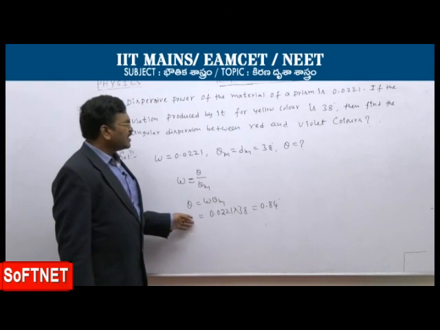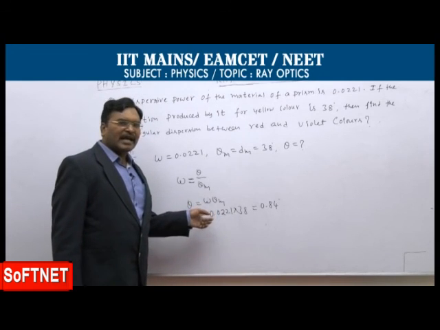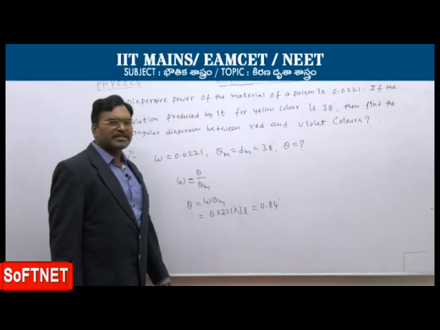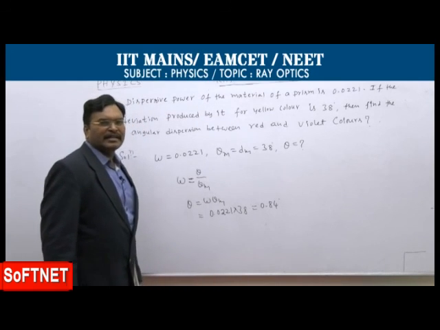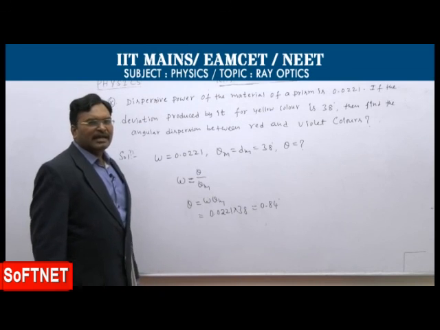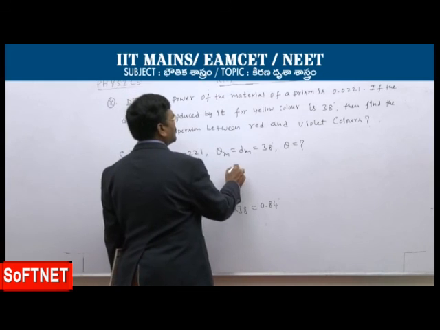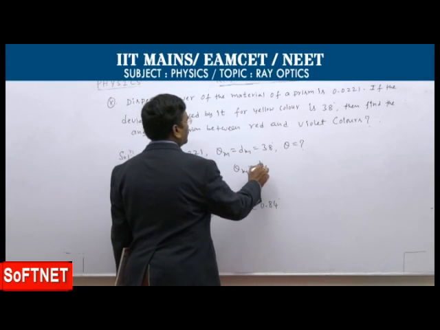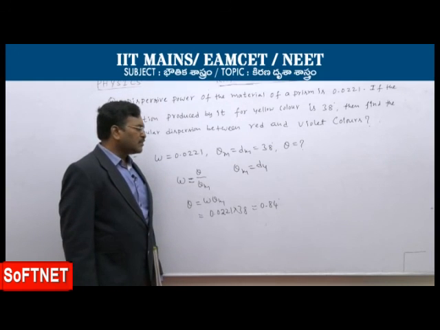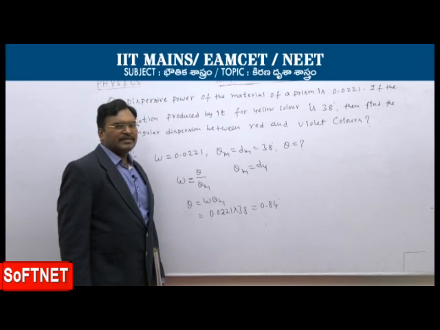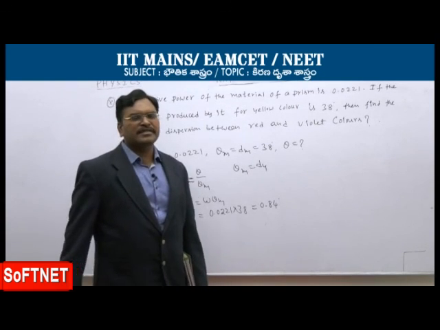What is the question now? How much angular dispersion do we get between red and violet color? We just multiply dispersive power into mean deviation. Theta m is nothing but the yellow color, as already explained in theory: the mean deviation of red and violet color is taken as the yellow color, D yellow. So the answer is 0.84 degrees. That's why you must go through all the synopsis and do problems.